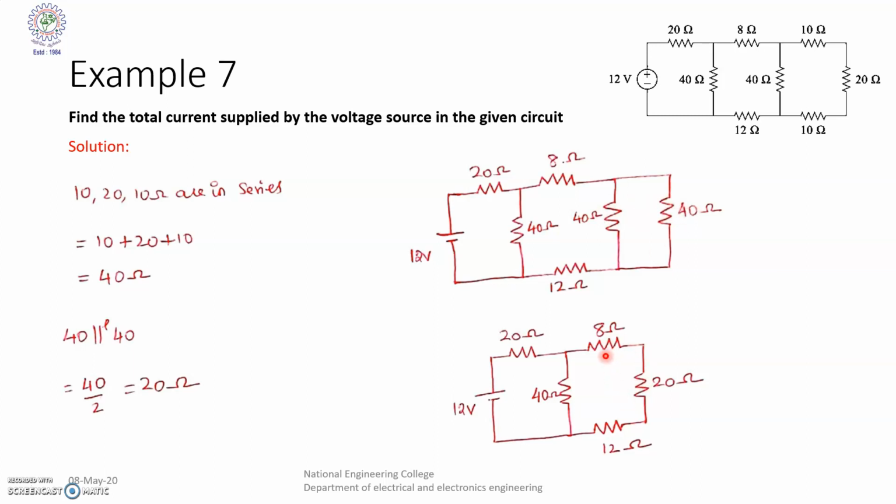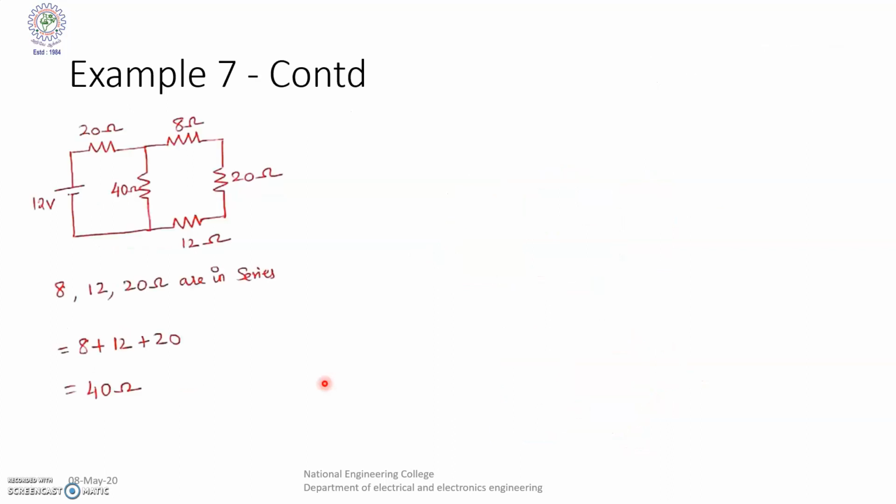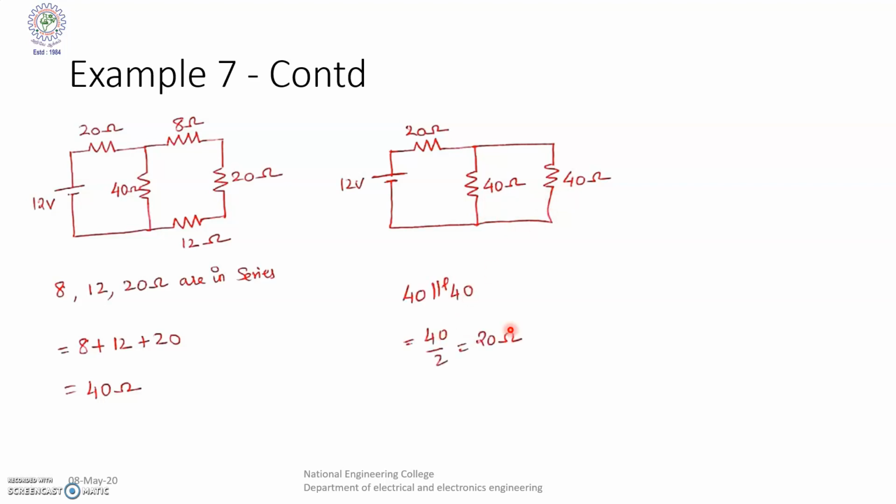So here again, 8 ohm, 20 ohm and 12 ohm, three resistors are in series, which will be equal to 40. So 8 plus 12 plus 20 is equal to 40. So we can replace the 3 resistors by a single resistor. Again 40 ohm in parallel, which will be equal to 20 ohm. So then the circuit will become like this.